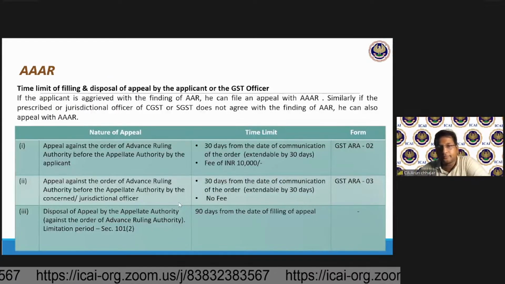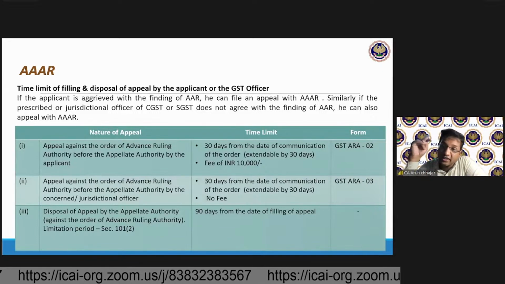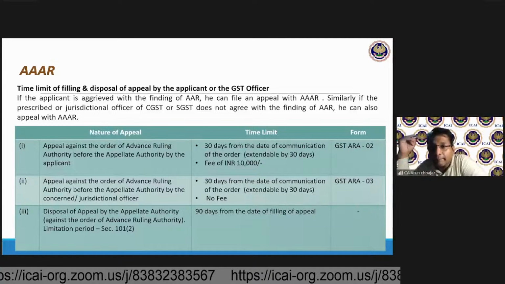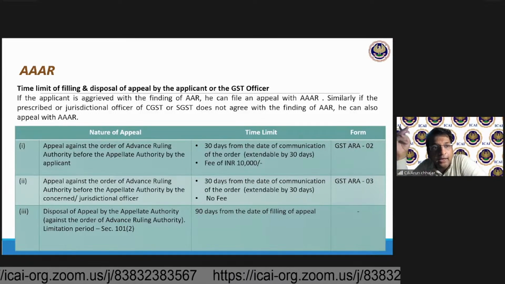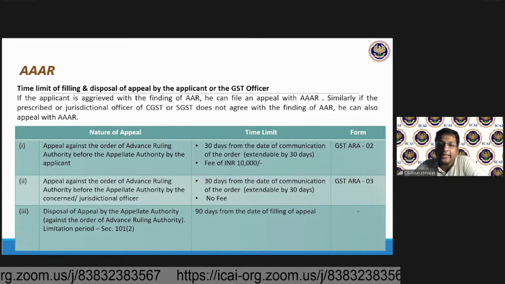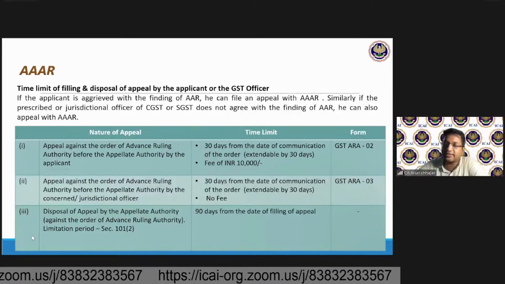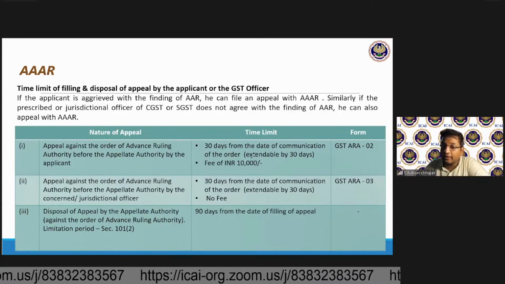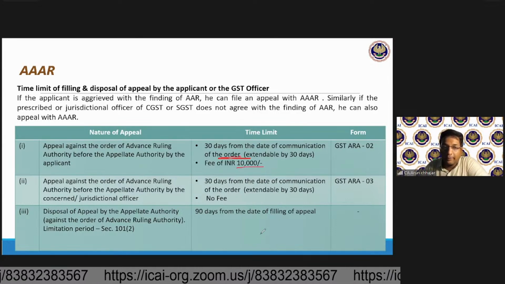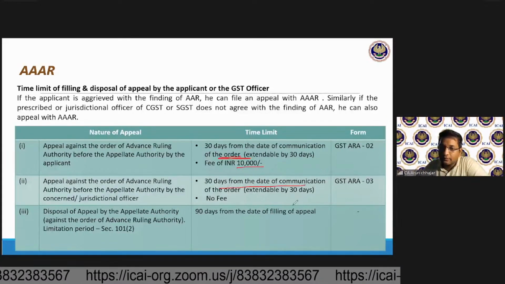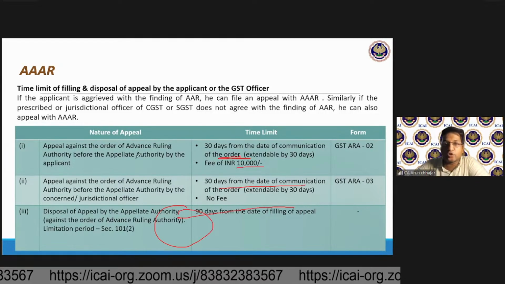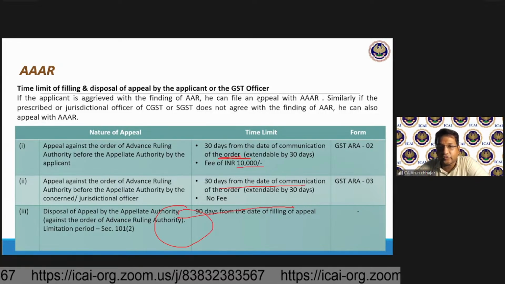Triple AR. Suppose you are not satisfied with the order of the advance ruling authority, you have one level of appellate mechanism, that is the appellate authority for advance ruling. You can go to the appellate authority of advance ruling. The time limit is 30 days from the date of the order given by the advance ruling authority. Fees of 10,000. The department can also make the appeal, and wherever it is possible, the decision has to be given within a period of 90 days.